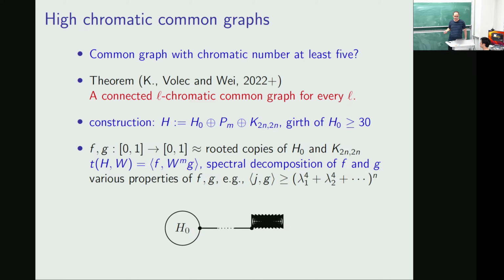And I also didn't say how it implies the original theorem, but there's a classical result of Erdős which says that there are graphs of high chromatic number, so basically we just choose this H0 to be any graph with chromatic number at least 30, and such graphs are known to exist. So that's all that I wanted to say about the main result.